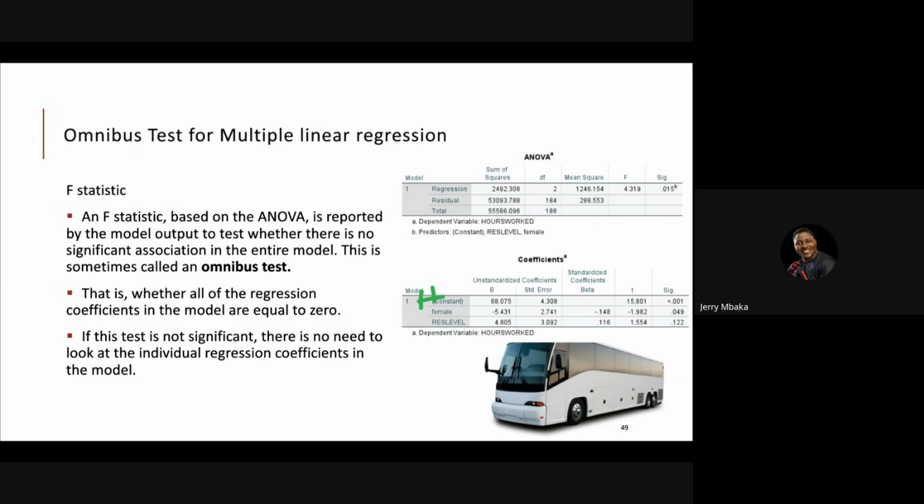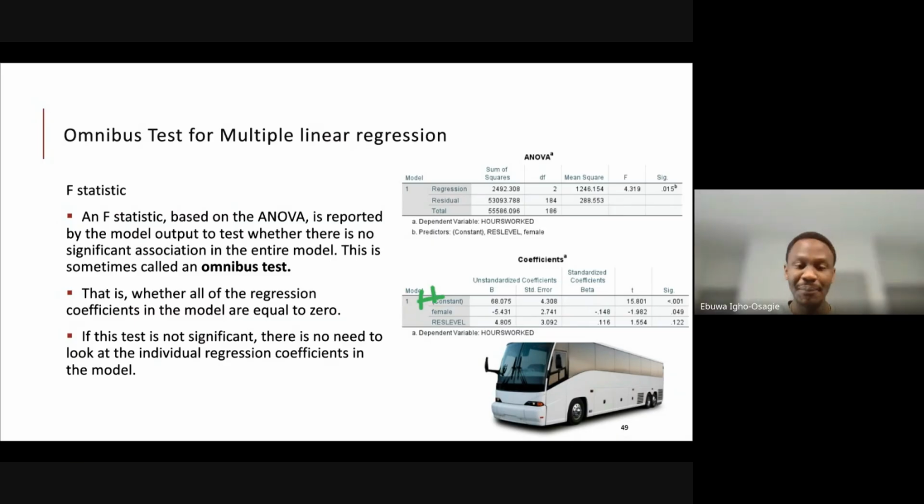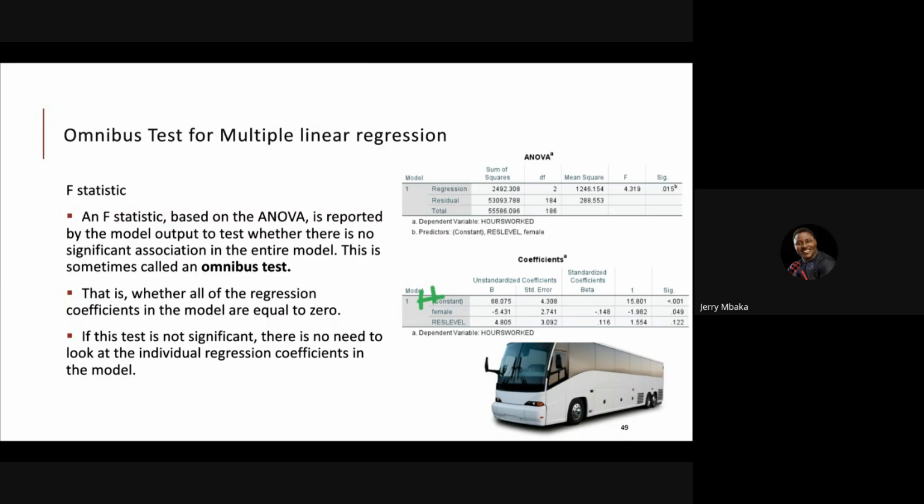So in this case, can we say, because the description says it is reported by the model output to test whether there is no statistical association in the entire model. That is so. Now the next point says that is whether all the regression coefficients in the model are equal to 0. Yes. So remember your H0, HA, right? Your null hypothesis and your alternate hypothesis. So your statistical output is constantly judging your hypothesis versus your null hypothesis. And the null hypothesis for your model is that your model has no relationship. There's no relationship in this model.